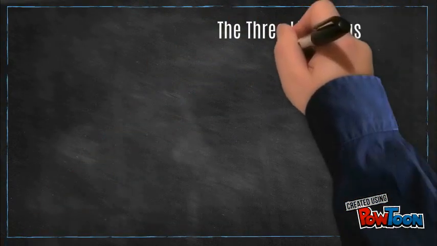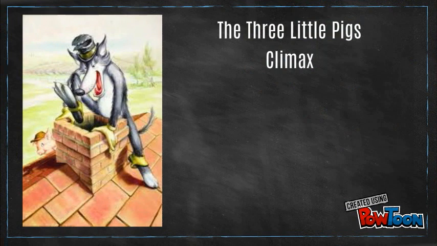The climax of the Three Little Pigs would be when the wolf gets frustrated and jumps down the chimney to get the third pig inside the house of bricks. Is he going to get the pig? Or is something going to happen to the wolf?